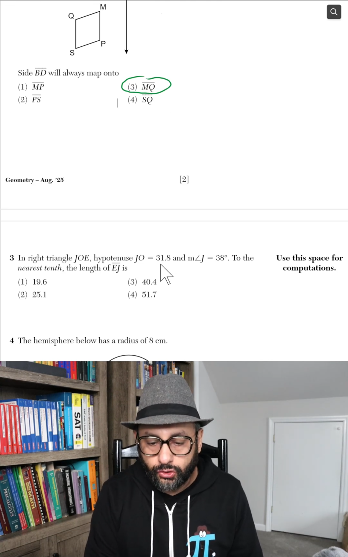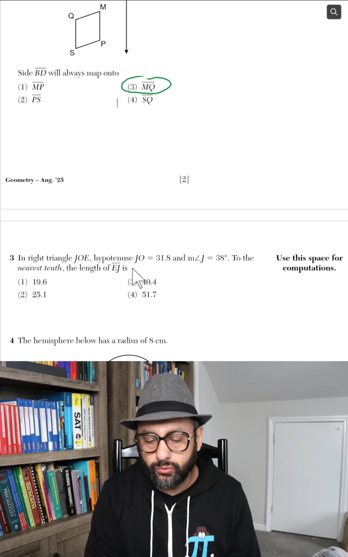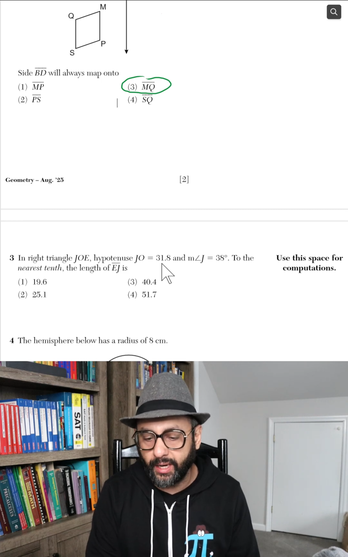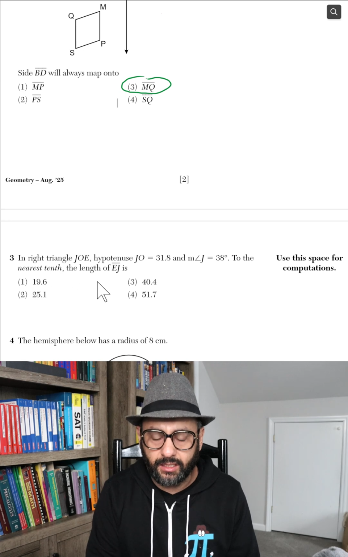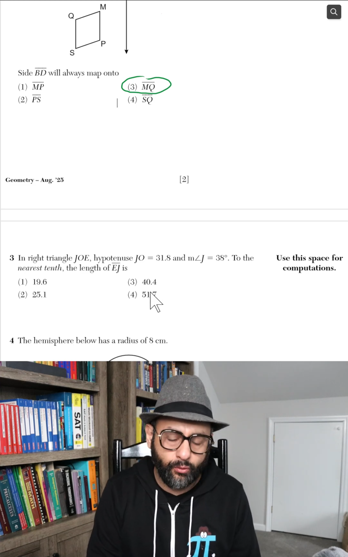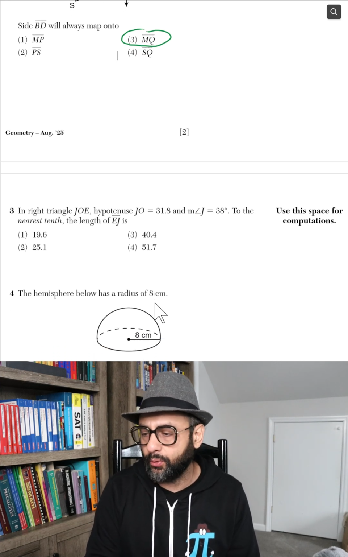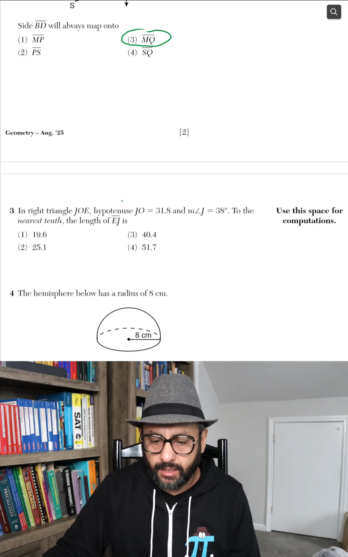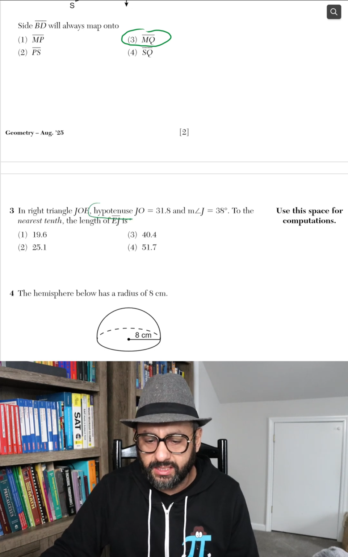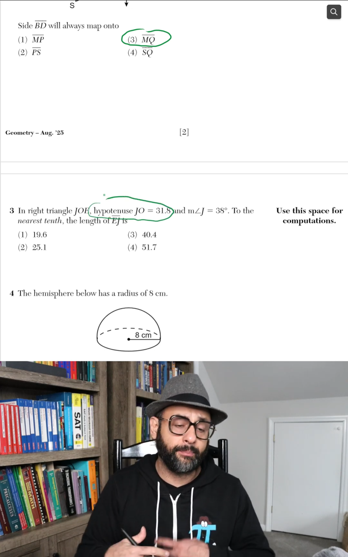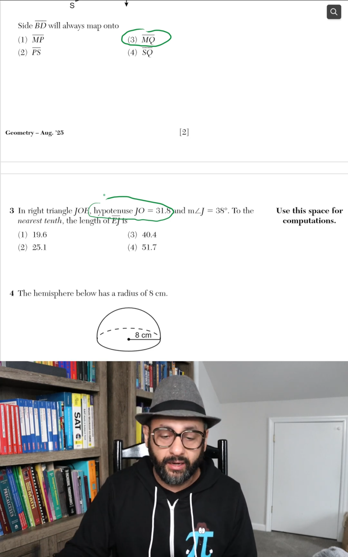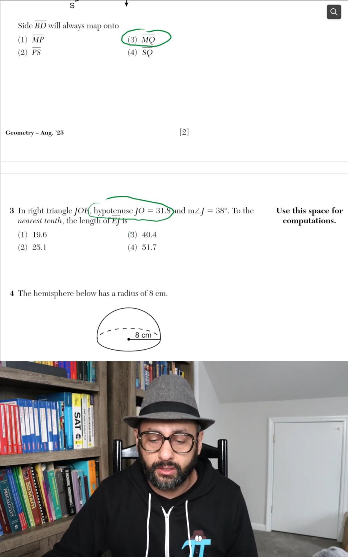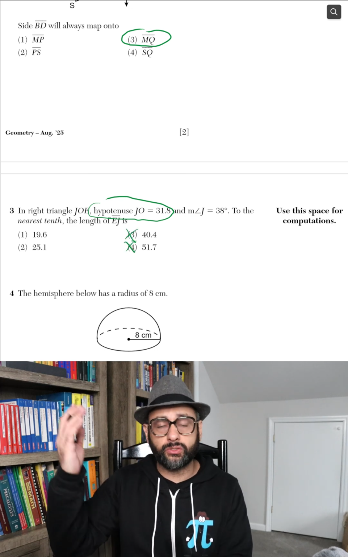In right triangle JOE, hypotenuse JO equals 31.8, and the measure of angle J equals 38 degrees. To the nearest tenth, the length of EJ is 19.6, 25.1, 40.4, or 51.7. Now, before I even do the math, they did say that the hypotenuse is 31.8. The hypotenuse is the longest side of a right triangle. Therefore, the legs have to be shorter than 31.8, so that already crosses out 2, and we have a passing problem.